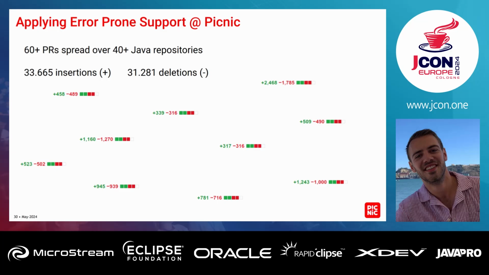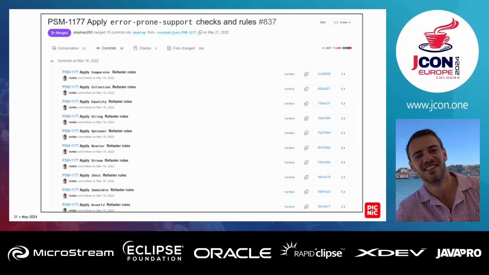So in total, we created over 60 pull requests spread across 40 different Java repositories. And here are some numbers of the pull requests that I created. Based on this, you can guess that my GitHub stats were boosted quite a bit by this. But yeah, still, if you would open a pull request, how would that look? Well, we split it basically per topic, saying, hey, the first is the comparator Refaster rules, the second one, the collection Refaster rules. So not split per Refaster rule, but we made it per topic, so it was still relatively easy for them to review per commit then.